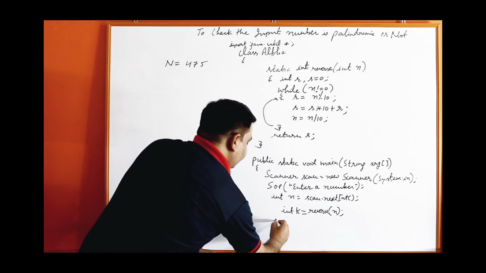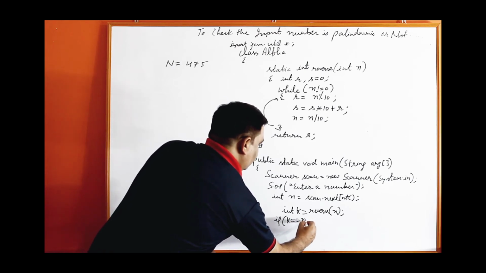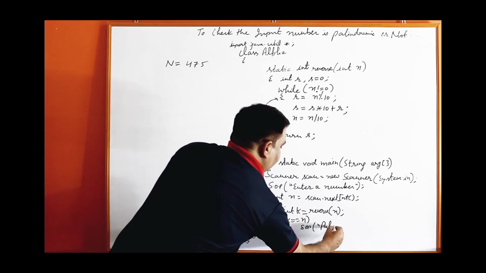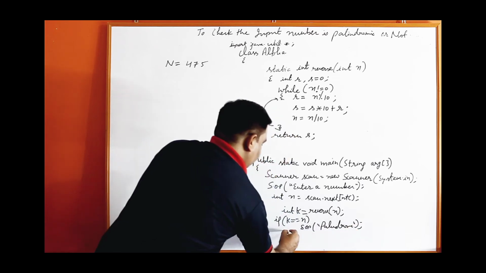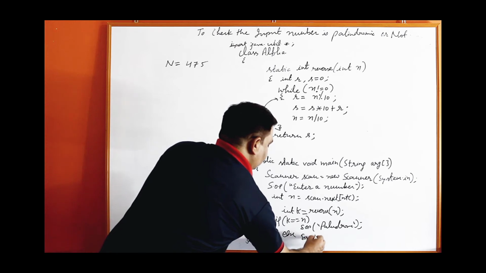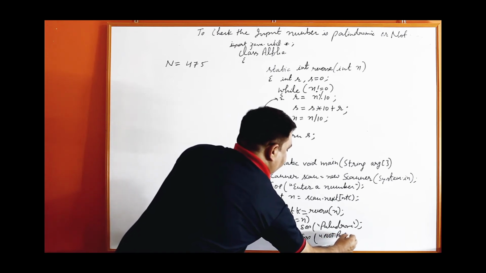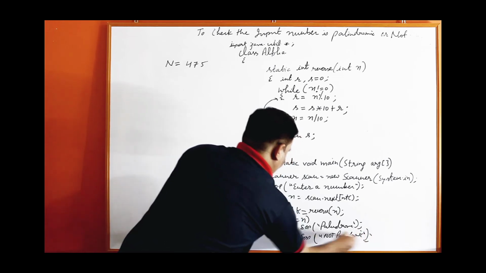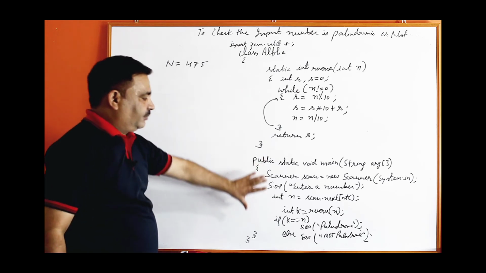Here we can check if k is equivalent to n, then here you can print it is palindromic, else print it is not palindromic. That is all. So, this is the program.